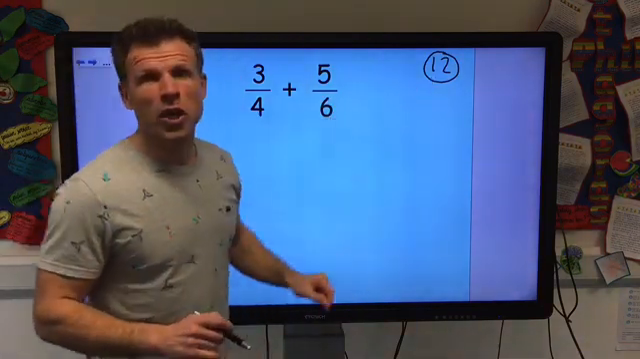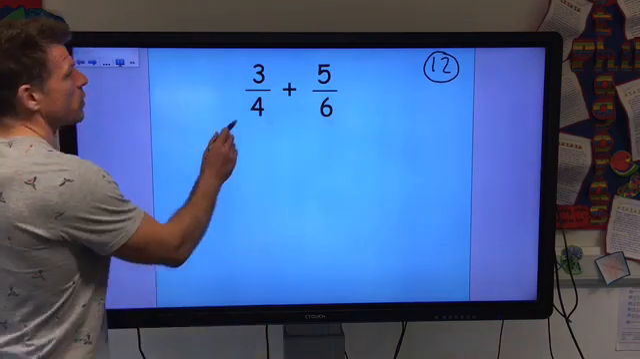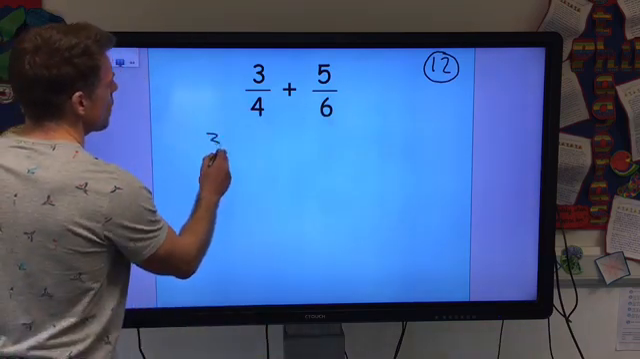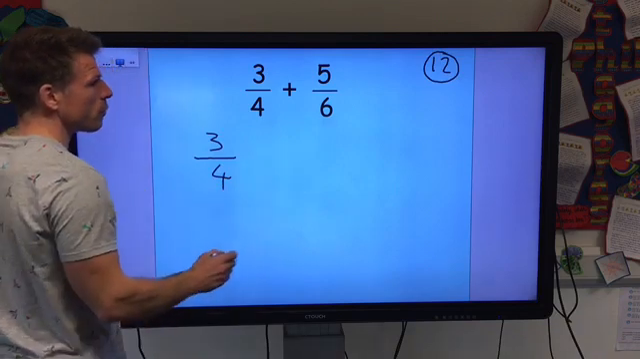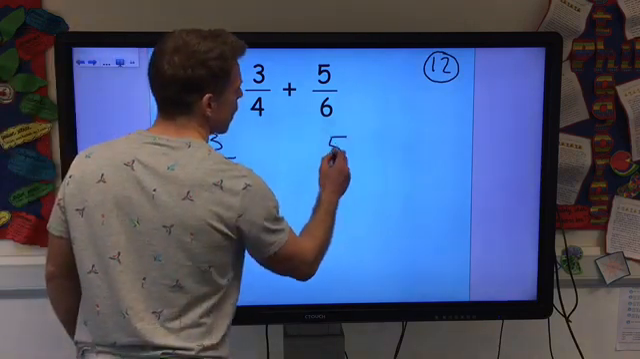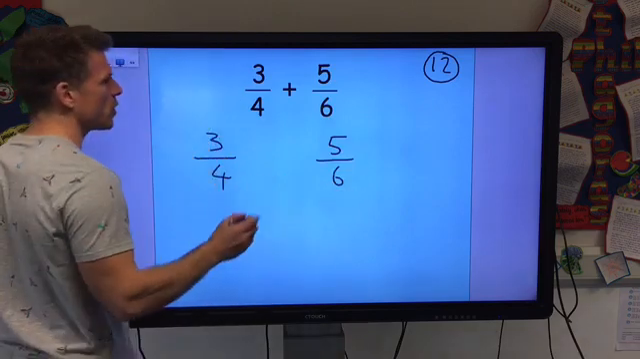When I know that I'm going to turn it into 12s, I want to turn both numbers into 12. So over here, I'll put 3 quarters. Then I leave a little bit of a gap. And over here, I'll put 5 sixths. And I'm going to turn it into 12.